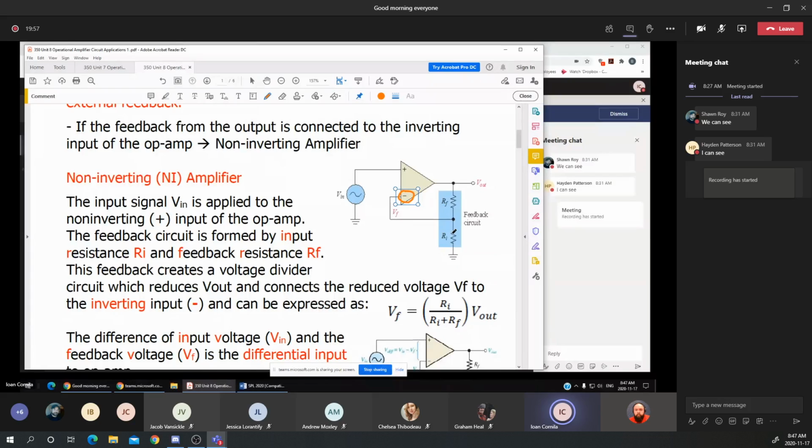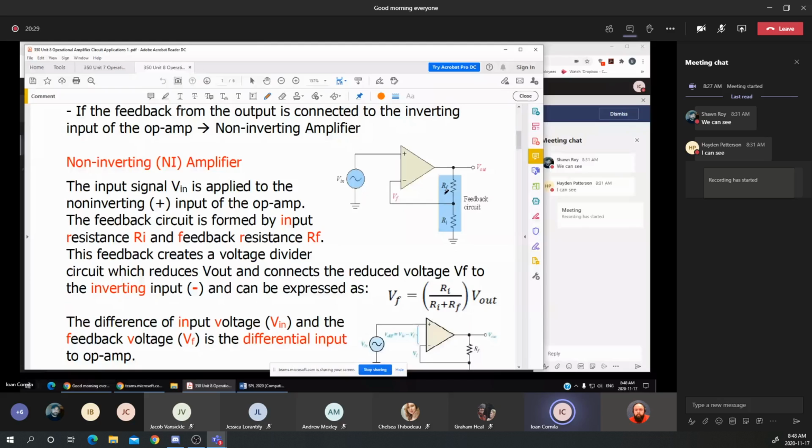That's why in lab I'm trying to use the same notation, RF and RI, but at the same time we can use R1, R2 or any other notation for the two resistors. You notice the way it's connected to the output of the op-amp. RF is in series with RI, which means it works as a voltage divider on the output voltage.